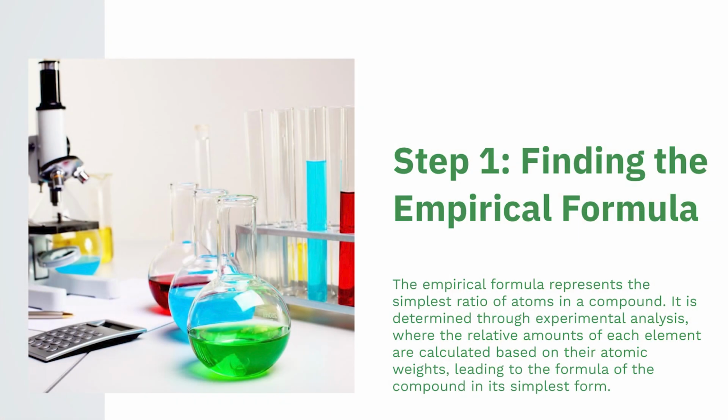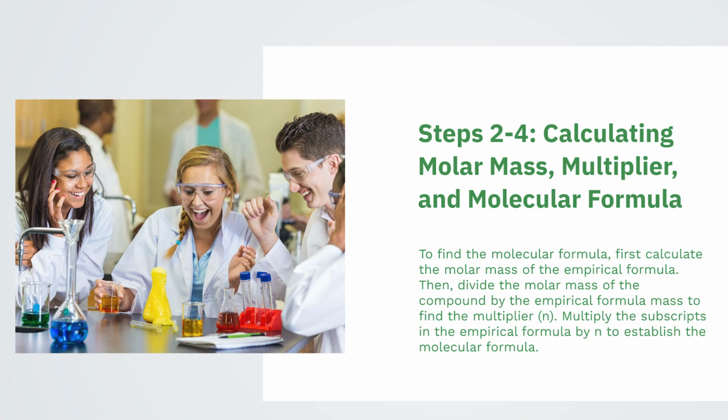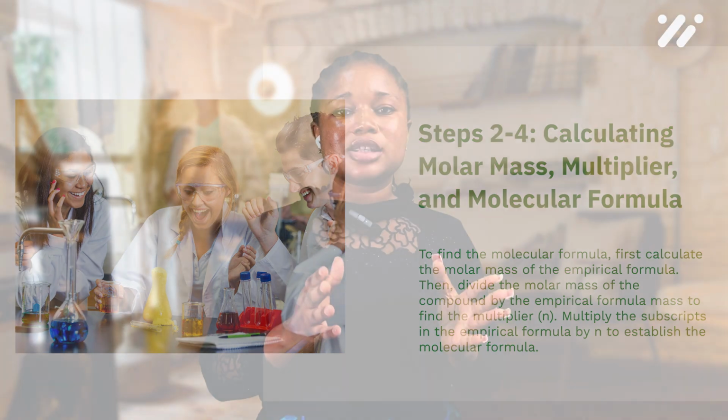Step 1. Find the empirical formula as we did earlier. Step 2. Determine the molar mass of the empirical formula. Step 3. Divide the molar mass of the compound by the empirical formula mass to find the multiplier n. And step 4. Multiply the subscript in the empirical formula by n to get the molecular formula. So calculation under this topic will be done in our next video.